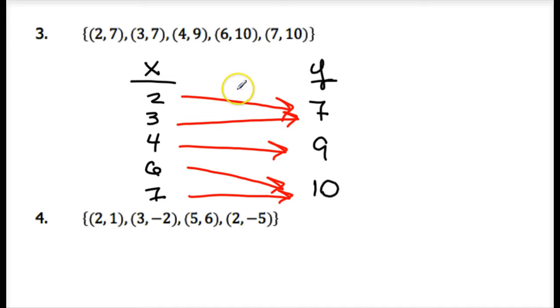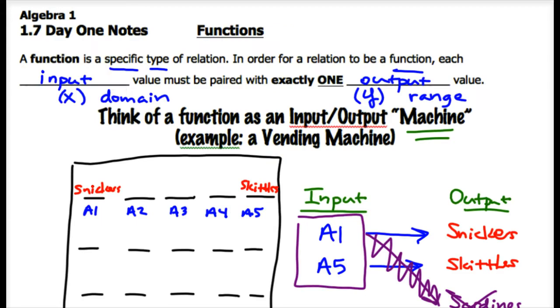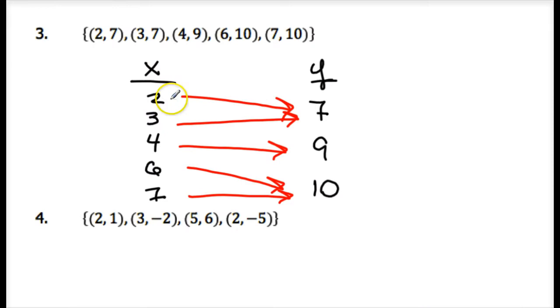Well, at first glance, a lot of you might say no, this relation is not a function, because you see different input values going towards the same output value. But I want you to think back to what the definition of a function said. It said each input value has to be paired with exactly one output value. Well, 2 is paired with 7 and only 7. 3 is only paired with 7. 4 is only paired with 9. 6 only goes to 10, and 7 only goes to 10. So by that definition, this one actually is a function.